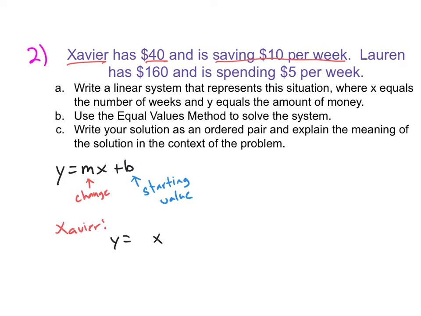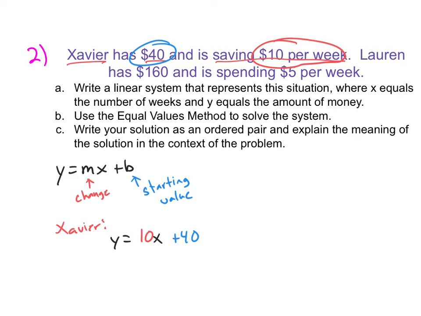All right, so we're going to work on Xavier's here. So the change, Xavier is changing $10 per week. It's dependent upon x, so I'm going to put that $10 right next to my x. 10 times x. And if it's 2 weeks or 2x, that'd be $20 that he's saved. Then we take this $40 that he started with. Doesn't matter if he's at week 0 or if he's at week a billion. He still has the $40 that he started with. So our equation would be y equals 10x plus 40.